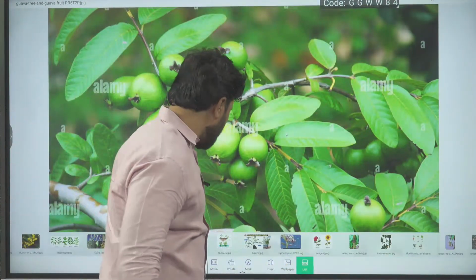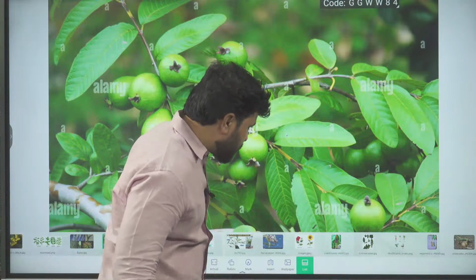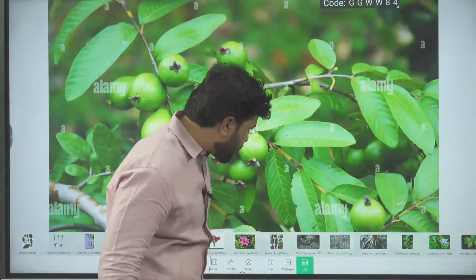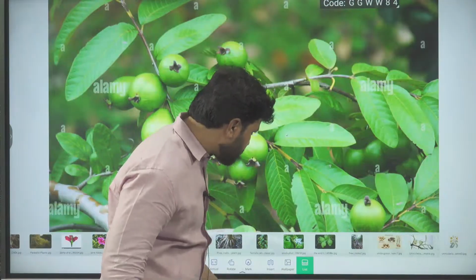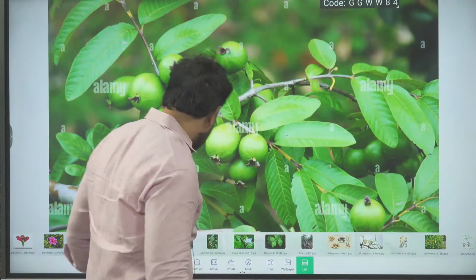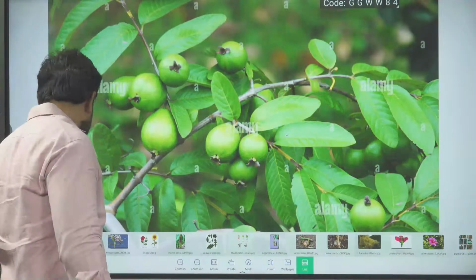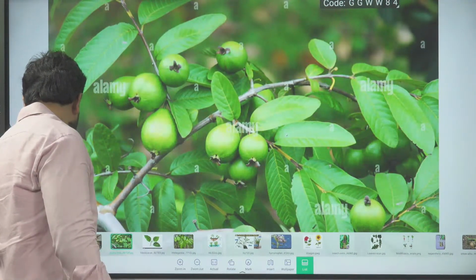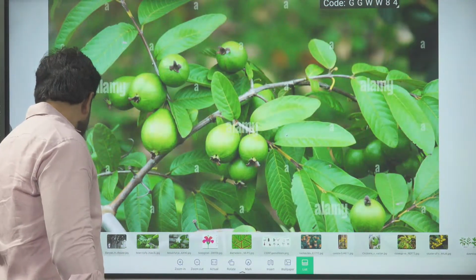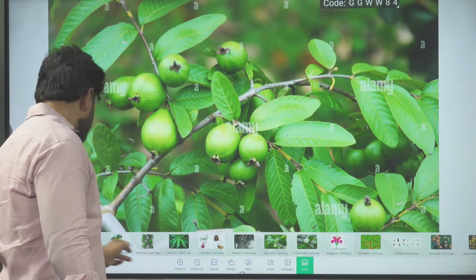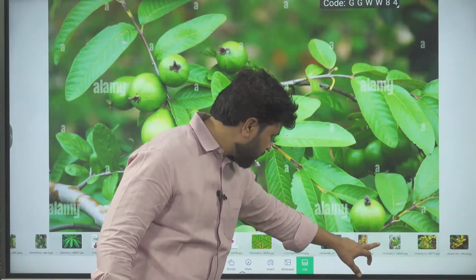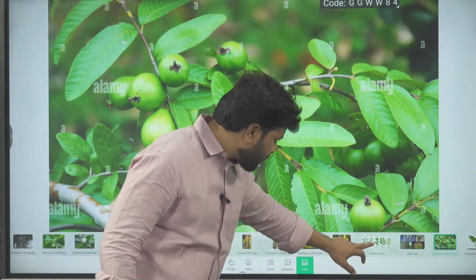Let me take another opposite phyllotaxy. I wanted to show you the plant, that is Calotropis. I have brought it. It is hidden somewhere else. Later I will show you when it comes to my hand.